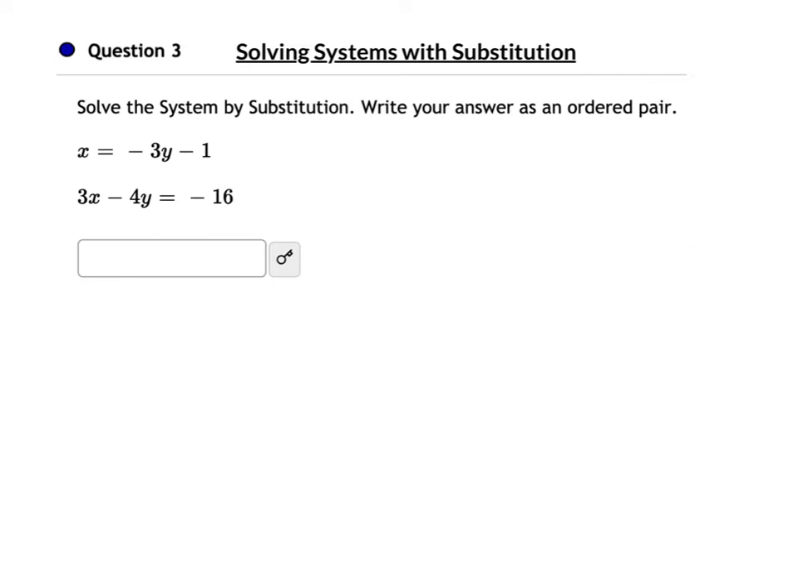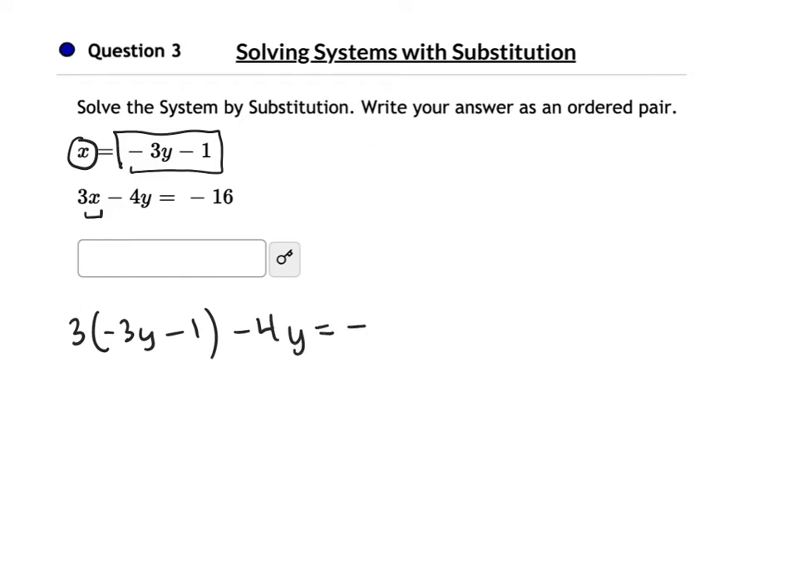We need to practice. X is by itself, and x equals negative 3y minus 1. I'm going to replace x in the other equation with negative 3y minus 1. I'm going to substitute something equal in x's place. 3 times negative 3y minus 1 minus 4y equals negative 16. Distribute, multiply 3 by both: negative 9y minus 3 minus 4y equals negative 16.